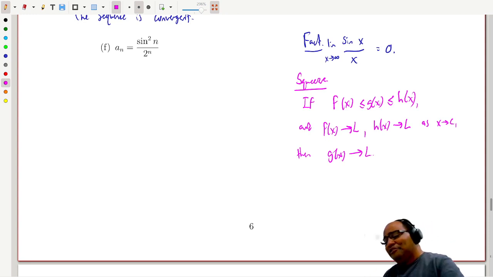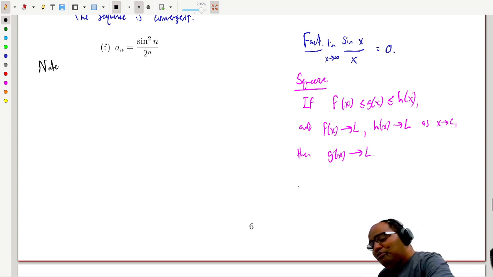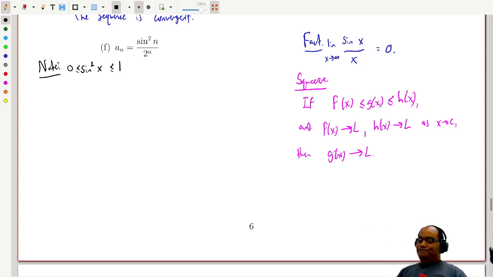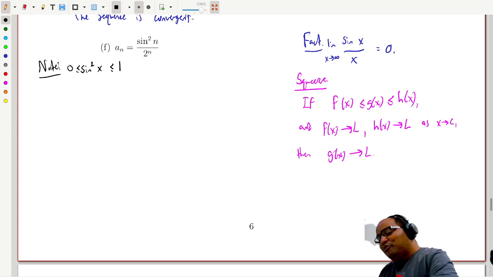Let's do a bit of thinking here. We're going to use another fundamental inequality. Remember that sine of x is between -1 and 1, and in fact, sine squared of x is between 0 and 1. All right, so we're going to do a bit of very clever thinking here.